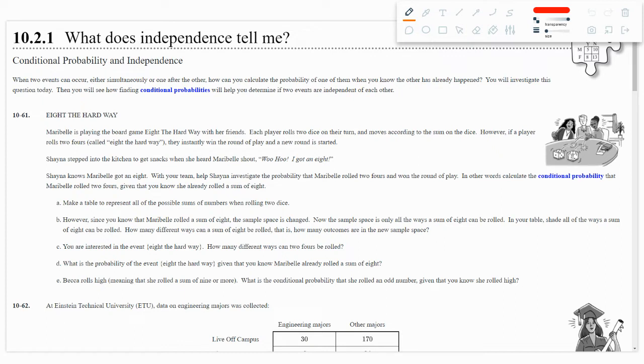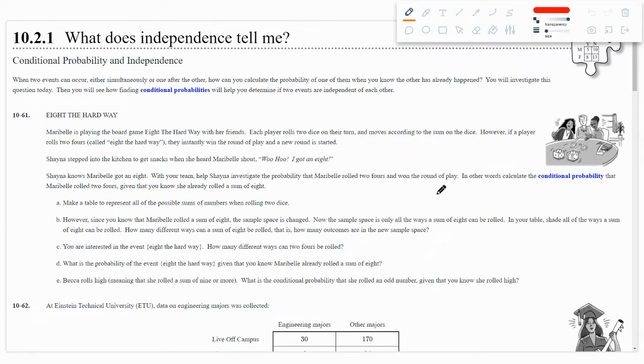If we look at the introduction, it says: when two events can occur either simultaneously or one after the other, how can you calculate the probability of one of them when you know the other has already happened? You will investigate this question today. Then, you will see how finding conditional probabilities will help you determine if two events are independent of each other. There's going to be a lot of vocab as we go throughout this lesson, and that will guide us into observing different observations of our probabilities.